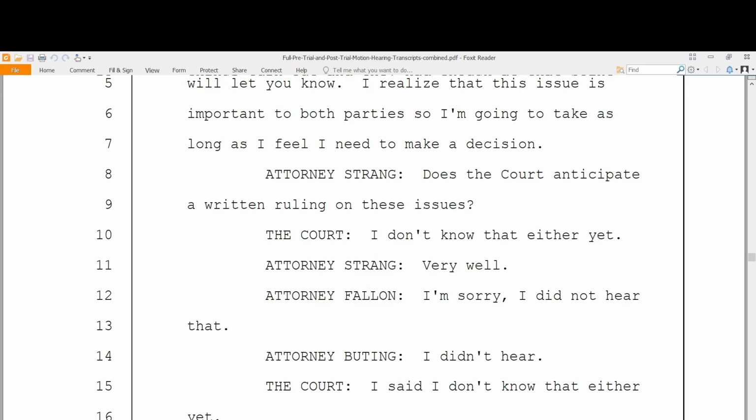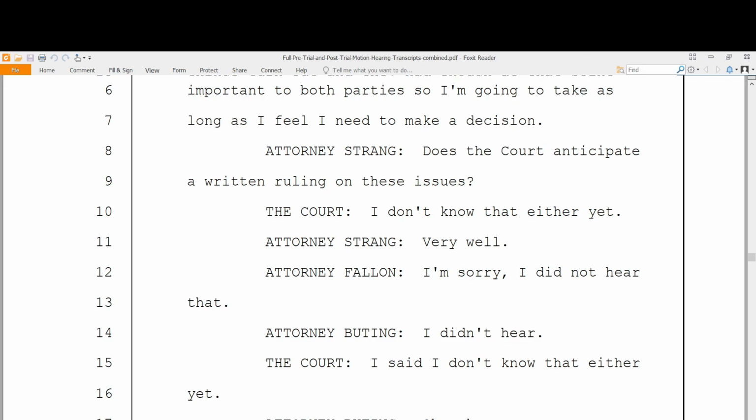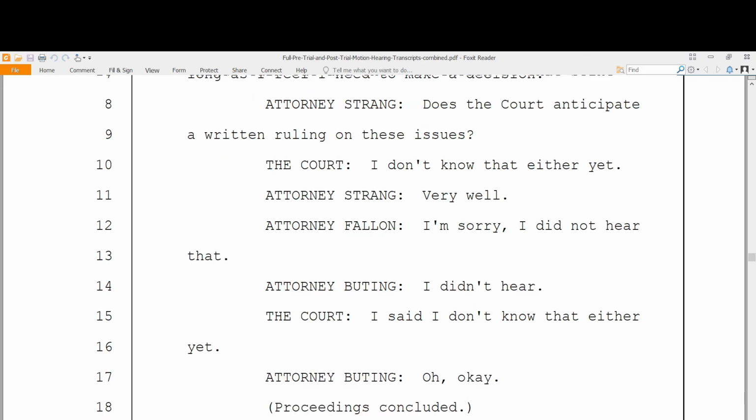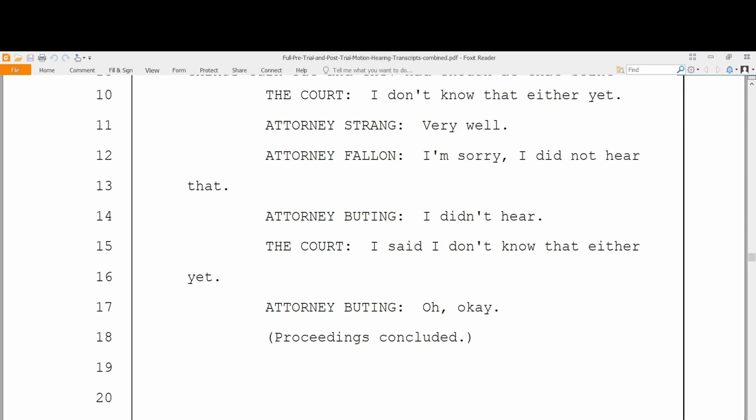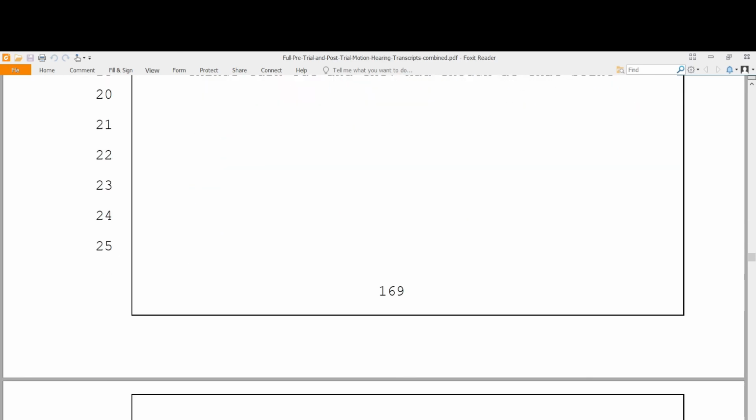Attorney Strang: Does the court anticipate a written ruling on these issues? The court: I don't know that either yet. Attorney Strang: Very well. The court: Attorney Buting, I'm sorry, I did not hear that. I said I don't know that either yet. Oh, okay. Proceedings concluded.